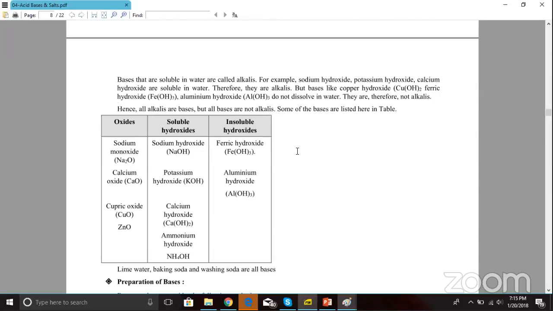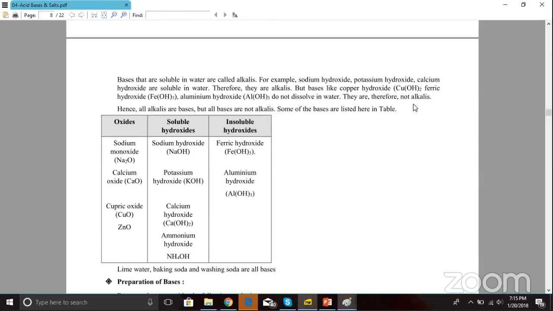But bases like copper oxide, copper hydroxide, Cu(OH)2, ferric hydroxide, Fe(OH)3, aluminum hydroxide, Al(OH)3, do not dissolve in water. So they are not alkalis. We call them bases. One important point is that all alkalis are bases, but not all bases are alkalis. So base is the main form and alkali is the subform of the base.